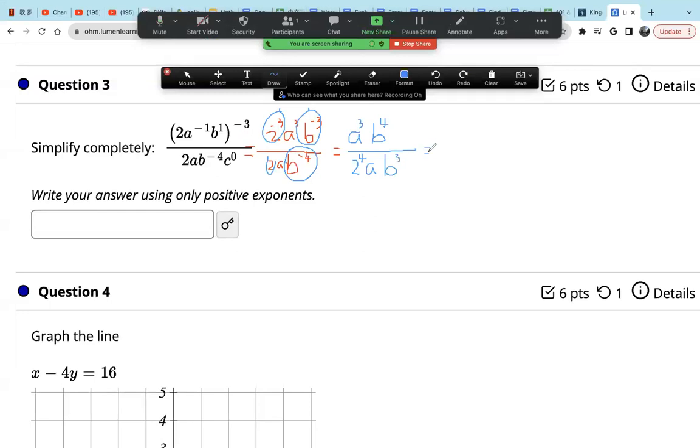Now we can simplify a little bit. 2 to the 4th power is 16. Then we have a cubed and a to the 1st power dividing. Dividing is subtracting the exponents, so I have a squared. Then we have b to the fourth divided by b cubed, that's just b. So 16 we can write in the middle. So the answer is a squared b divided by 16.